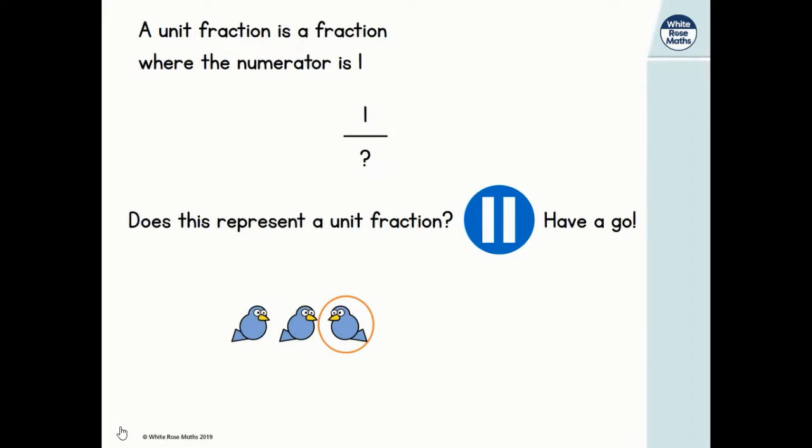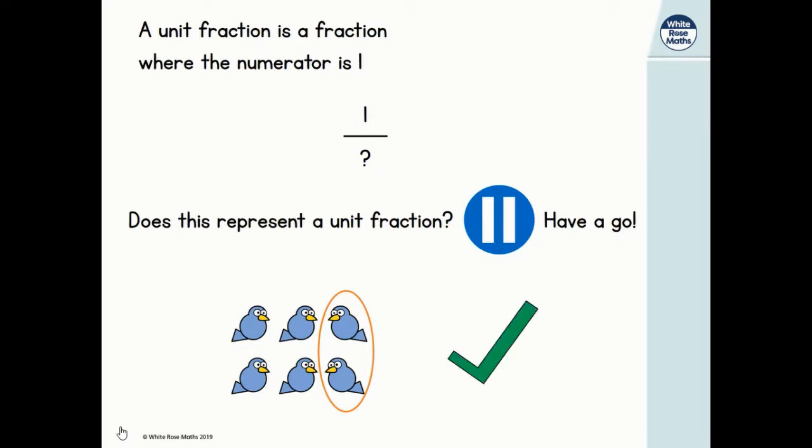An easy one. Again, 1 out of our 3 birds has been circled. So that is a unit fraction. 6 birds this time. I'm going to group my birds into 2s, just like our bar model. So I've got 3 equal groups, and then I'm going to circle one of those equal groups. So I've circled 1 out of the 3 groups. So that is a unit fraction. 1/3 of the birds has been circled. 1 out of the 3 groups.